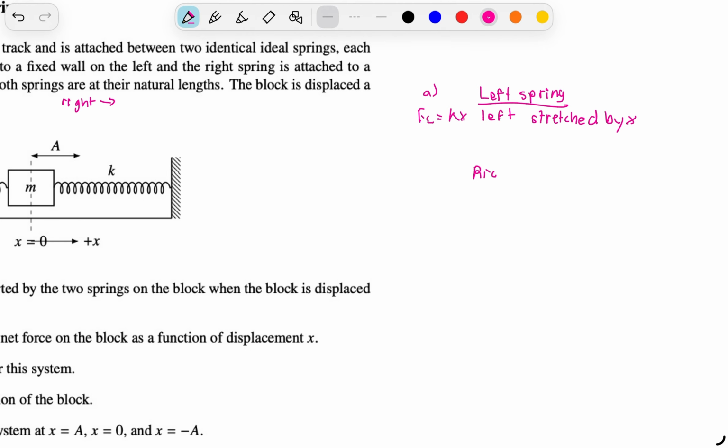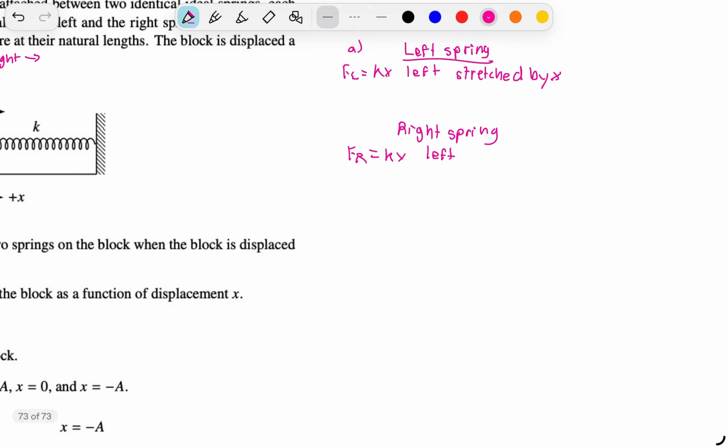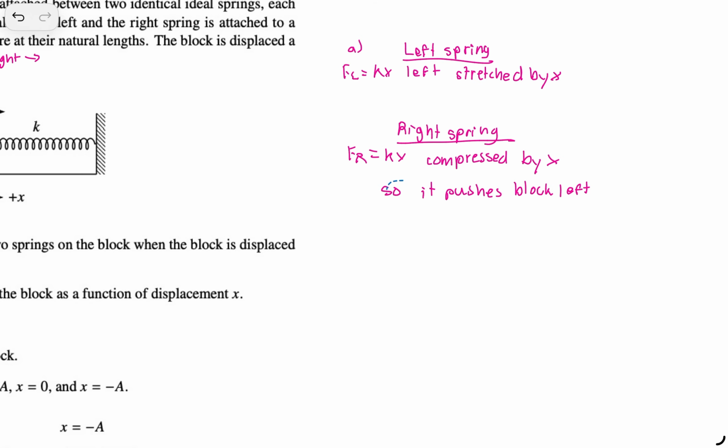Now, what about the right spring? We have kx to the left. It's pushing, or we have that the right spring is compressed by X. So we have that it pushes the block to the left. They both push the block to the left.